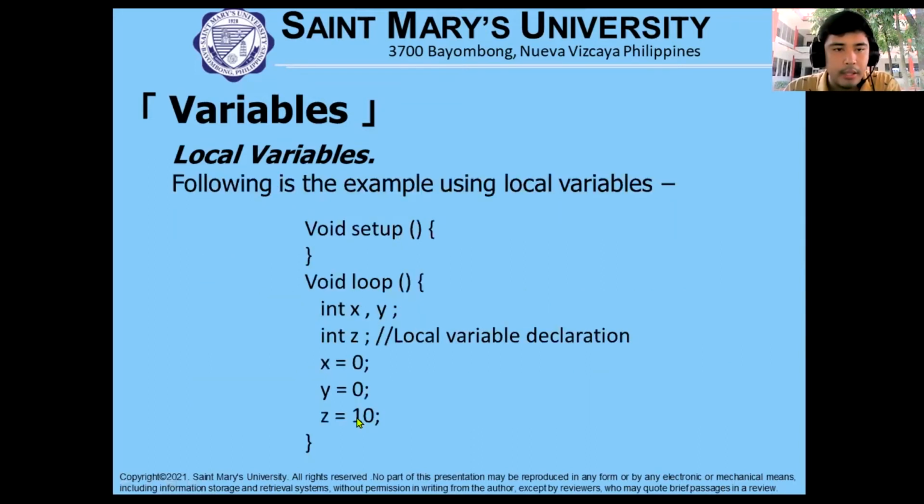Okay. As an example for local variables, here is an example. As you can see, we have here the structure of Arduino programming, which is the setup and then the loop. We have learned that in our past presentations. So here is our main program. As you can see here, we have a local variable declaration as shown here. Meaning, we can only use this variable in this loop. That's the main point under local variable. We can only use this variable at this certain section of our program, which is under the main void loop section.